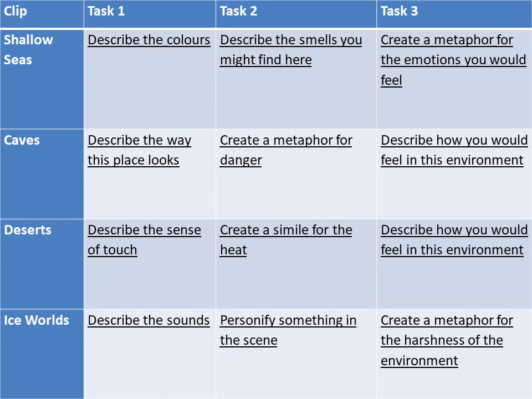So what I suggest you do is first copy the headings into your book, and then after you watch, or as you're watching each clip, fill in the relevant bits of the table. So for instance, the first clip is about shallow seas, and as you're watching it, or after you're watching it, I don't mind, you need to fill in the boxes for task 1, describe the colours, task 2, describe the smells you might find, and task 3, create a metaphor for the emotions you would feel. So you're doing that for each of the 4 clips.